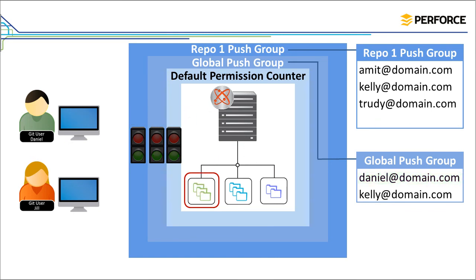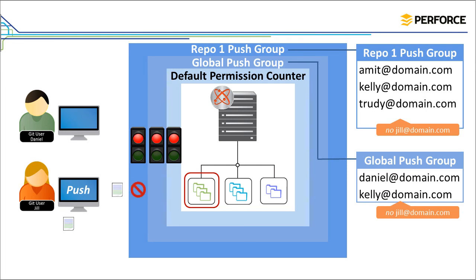Next, Jill has a file she pulled from repo 1 that has been edited, and she wants to push it back. Currently, she does not have any of the required permissions, and the unknown Git user is not enabled, so the push fails. Once the admin adds her to the repo 1 push group, her push is successful.